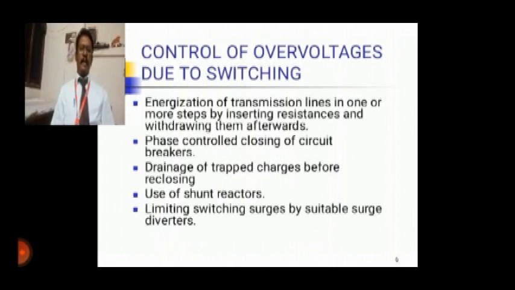Switching over voltage can be controlled with some traditional techniques. The first one is energization of transmission lines in one or more steps by inserting resistance and withdrawing it afterwards. Just by adding a resistance initially and then removing it, we can overcome the switching voltages. Then phase controlled closing of circuit breakers, and drainage of trapped charges before reclosing, particularly done at the transformer end. Use of shunt reactors, a traditional technique, to limit switching surges.